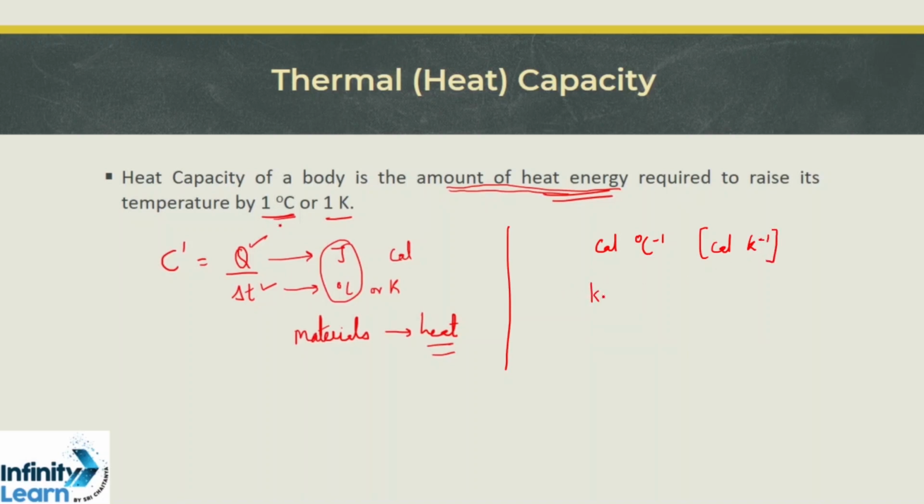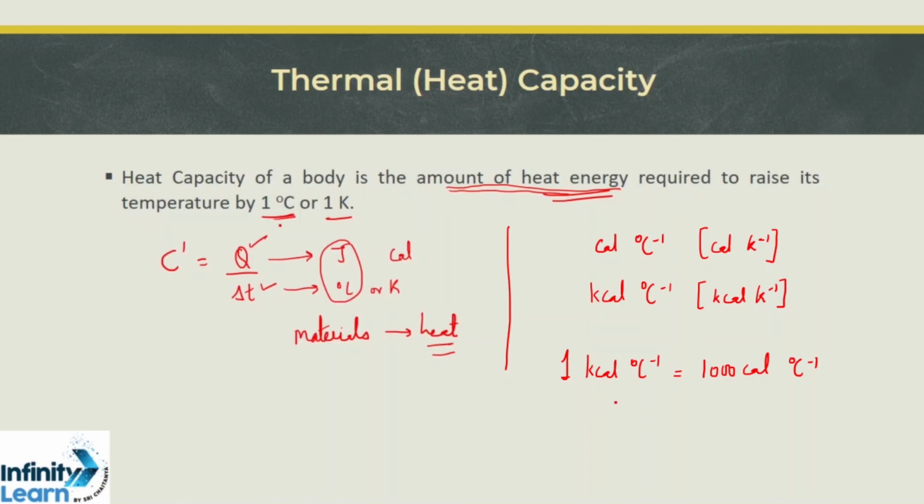We can also use kilocalorie in case the amount of heat is higher. So it is kilocalorie per degree Celsius or kilocalorie per Kelvin. If I have 1 kilocalorie per degree Celsius, it will be nothing but 1000 calorie per degree Celsius. So this is the relation between calorie and kilocalorie. 1 kilocalorie is nothing but 1000 calories.